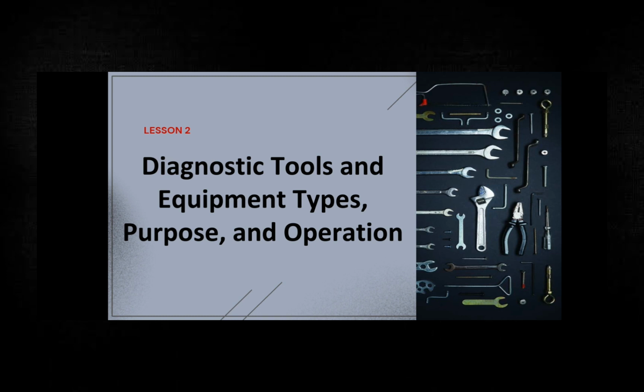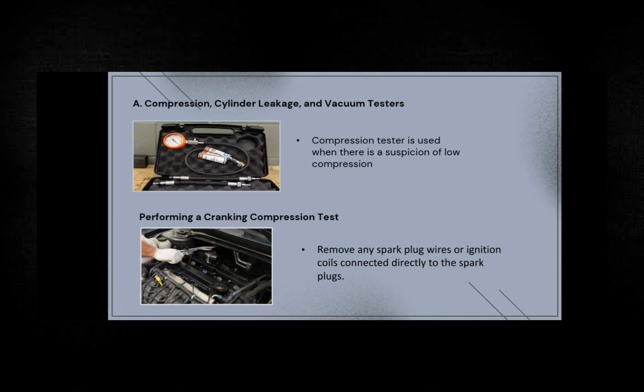Let's proceed to Lesson 2, Diagnostic Tools and Equipment Types for Post and Operation. Letter A, Compression, Cylinder Leakage and Vacuum Tester. Image 1. Compression tester is used when there is a suspicion of low compression, performing a cranking compression test.